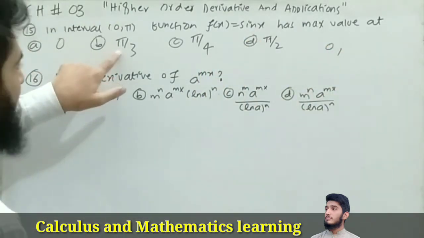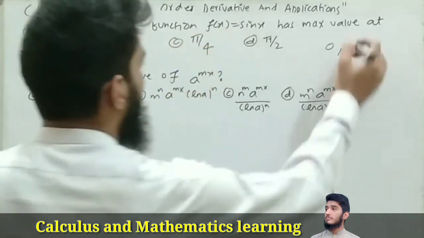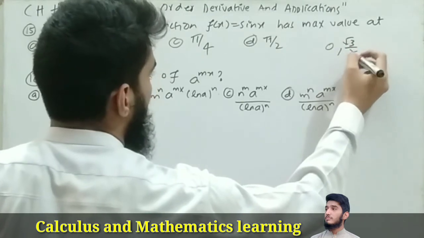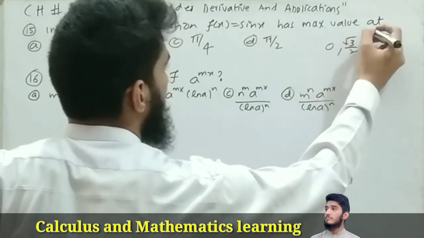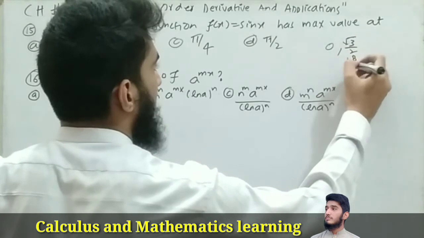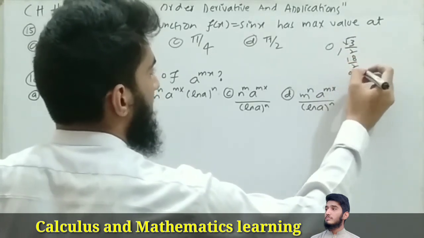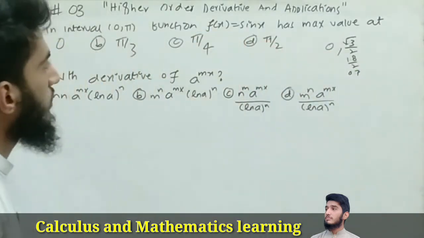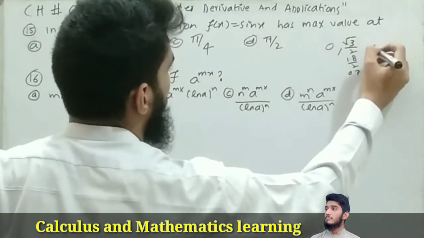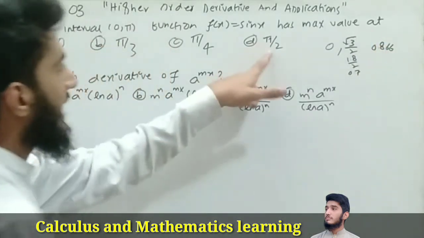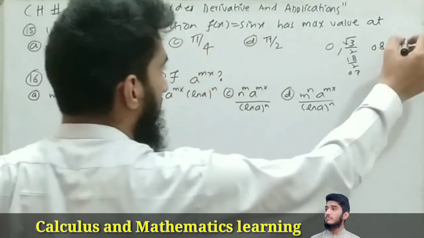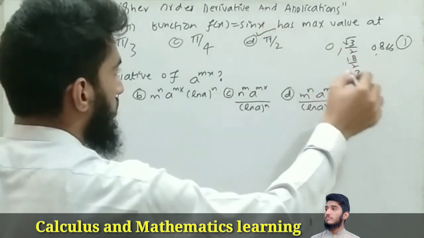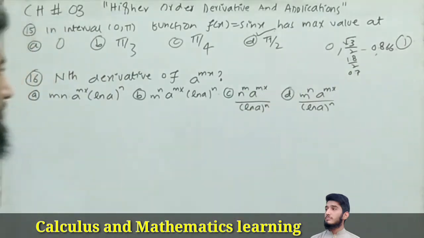At pi by 3, which is 60 degrees, sin 60 degrees is root 3 divided by 2, which gives a value of about 0.866. At pi by 4, sin pi by 4 is 1 over root 2, which is about 0.707, and sin pi by 2, sin 90, gives us 1. So the maximum value sine gives us is at pi by 2, which is 1, greater than 0.7 and 0.6. So the correct option is option D.